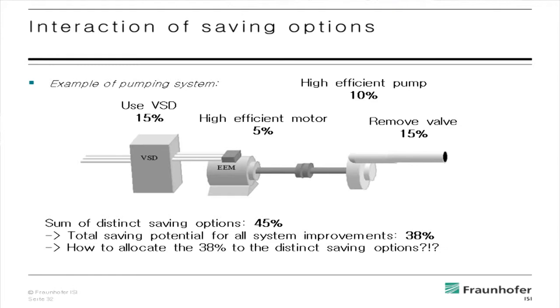And if you look at that McKinsey type curve, you would get the impression that your emission reductions might be 45%, but in reality they are only 38%.